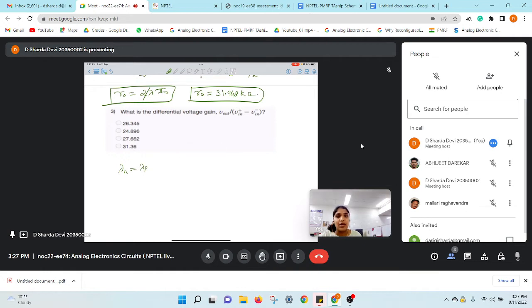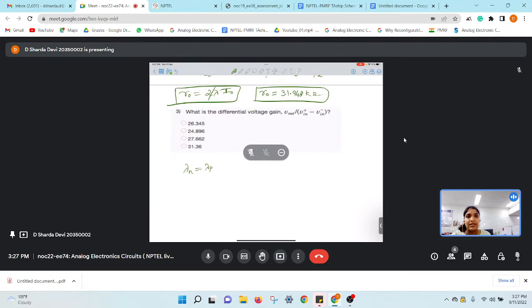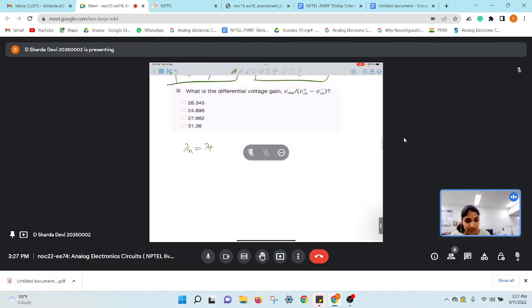Okay. So in this particular question, it is given that lambda n is equal to lambda p. This is a follow-up question from the first question, right? So lambda n is equal to lambda p. That means GDN is also equal to GDP, which is also known to us. So that means R naught n is equal to R naught P is equal to R naught. Okay, this is clear to us.